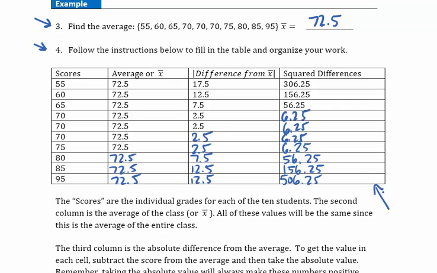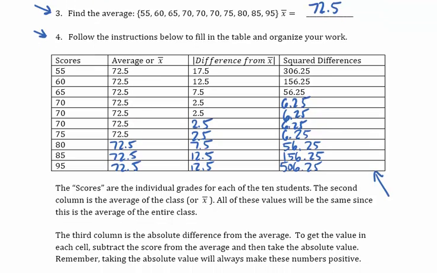Go ahead and check your answers against these answers I have posted here. The scores are the individual grades for each of the 10 students. The second column is the average. All of these values will be the same since the average is for the entire class. We already talked about that.